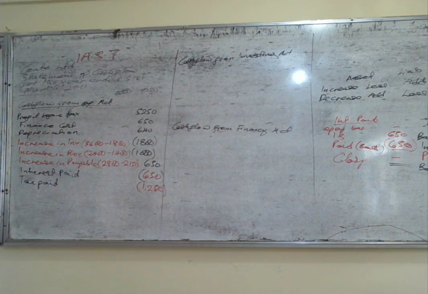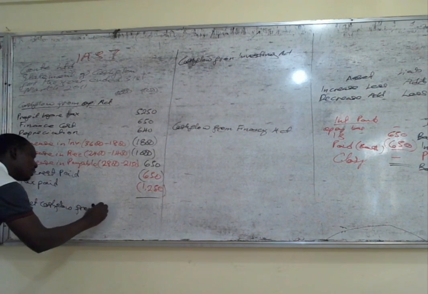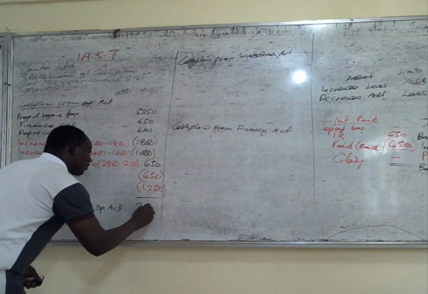Okay. Any question? Any question? So that would be the end for the operating activity. You add all of that together. So it will be net cash flow from operating activities. Net cash flow from operating activity, whether it's positive or negative. So if it is negative, you put brackets on it. If it is positive, you leave it aside.